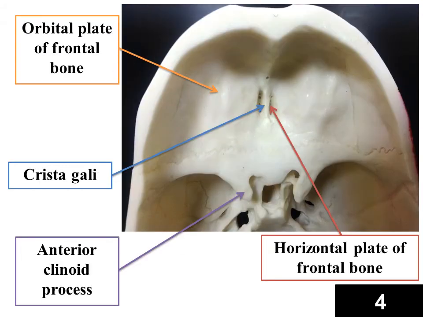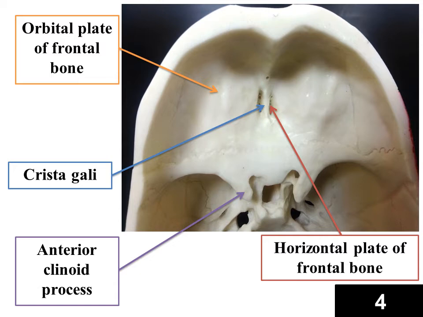Here, with the red color arrow, you can see the horizontal plate of ethmoid, and with the blue color arrow you can see the crista galli, which we said projects upward from the middle line of the horizontal plate of ethmoid. With the orange color arrow you can see the orbital plate of the frontal bone, which forms the largest part of the lateral part of the anterior cranial fossa and a large part of the roof of the orbital cavity.